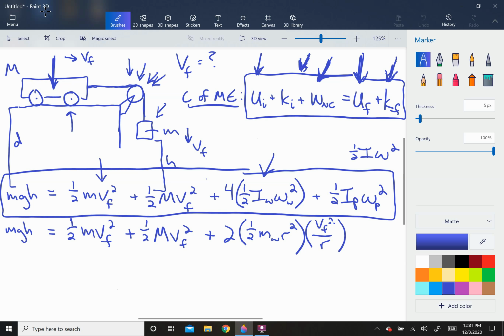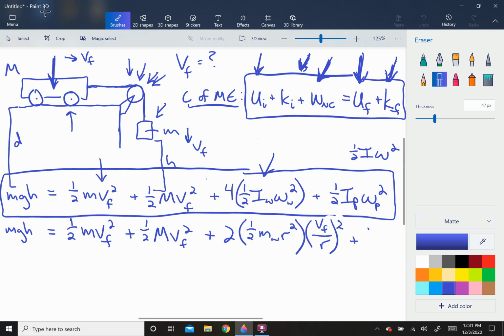Oh, this squared shouldn't be in here, okay? Omega is just v over r, and then omega was squared, right? So this whole fraction is squared. And then plus 1/2, and then the I for the pulley. Remember, the pulley was hollow, okay?